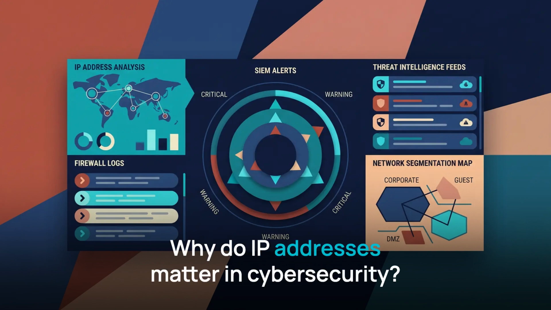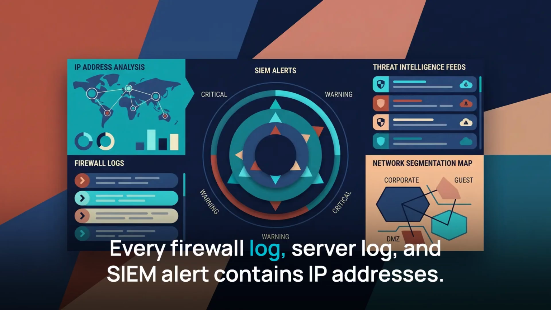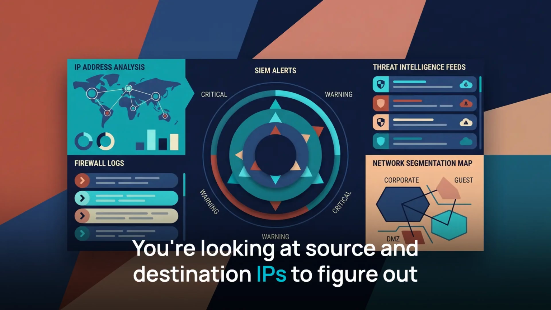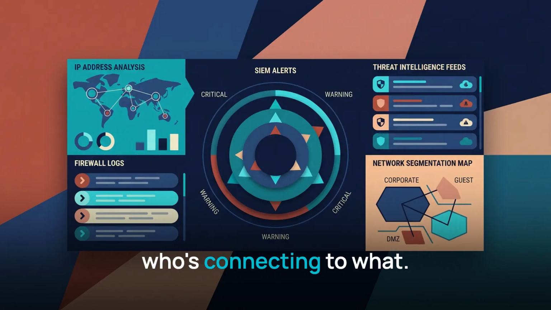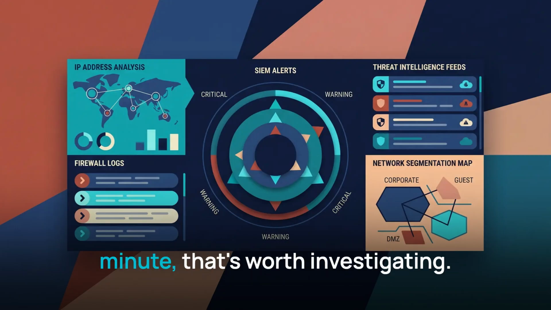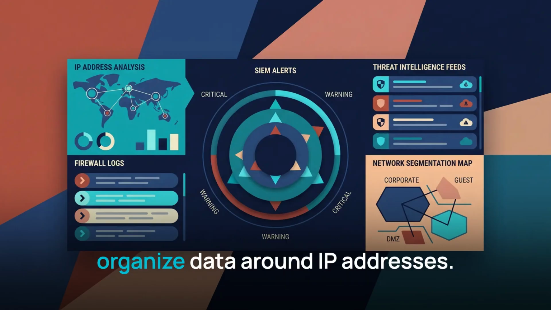Why do IP addresses matter in cybersecurity? Let's look at log analysis. Every firewall log, server log, and SIEM alert contains IP addresses. You're looking at source and destination IPs to figure out who's connecting to what. An unfamiliar external IP hitting your server thousands of times per minute? That's worth investigating. Tools like Splunk, Microsoft Sentinel, and Google Chronicle will organize data around IP addresses.